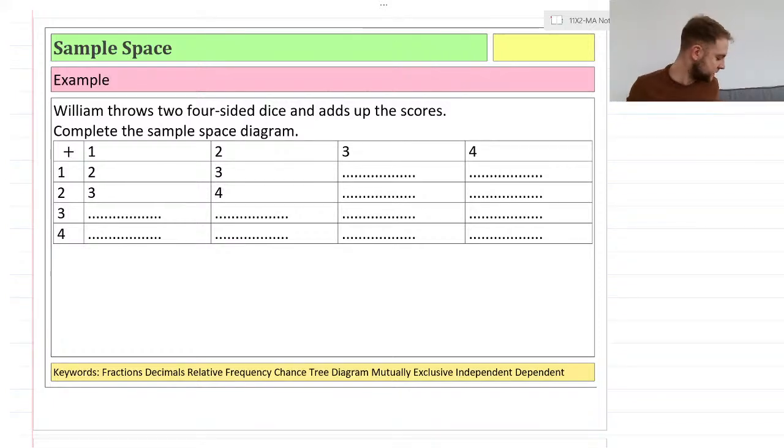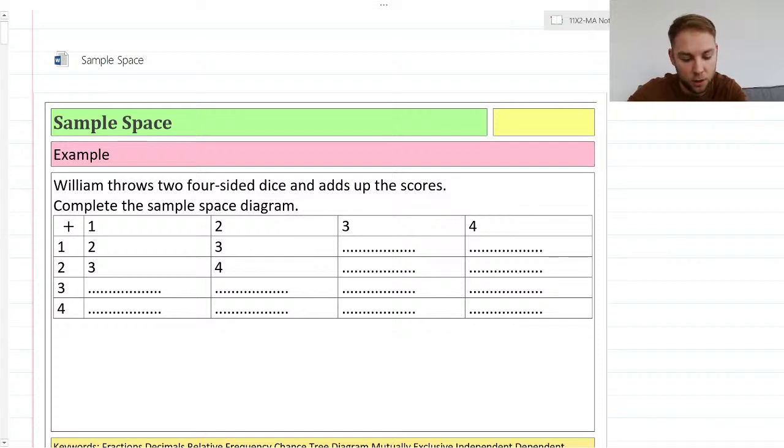Okay, so today's lesson we're going to be having a look at sample spaces, and a sample space is a way of writing down all of the different outcomes for two possible probabilities. So in fact it's probably worth writing that down actually.